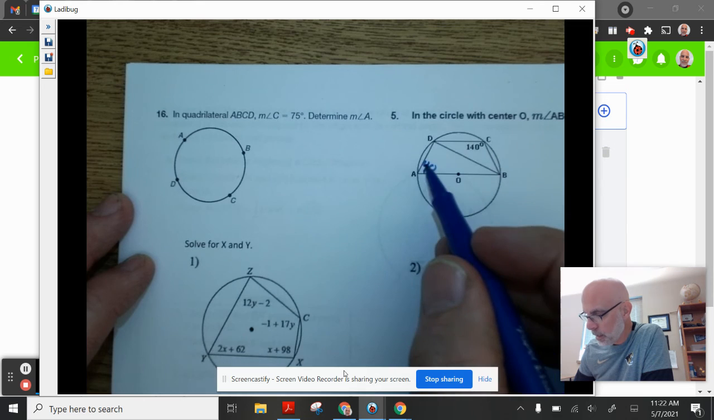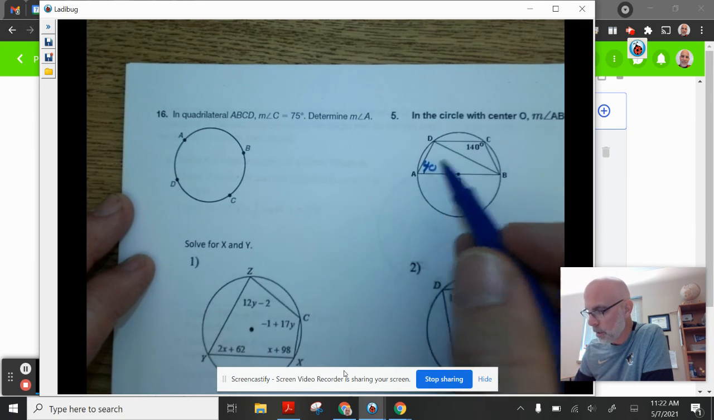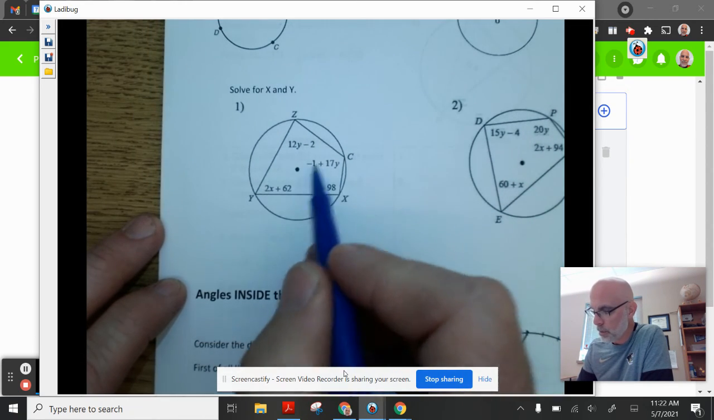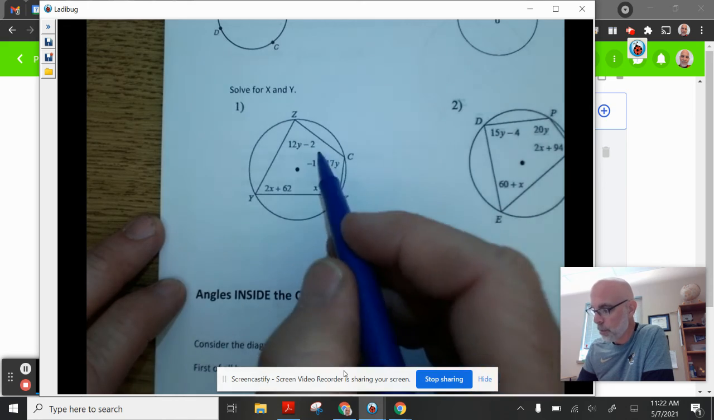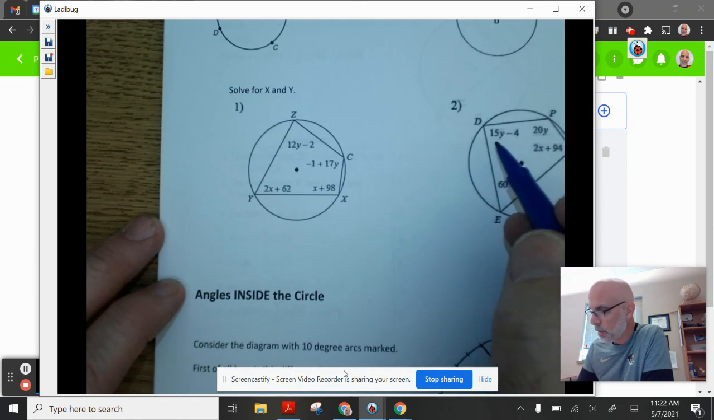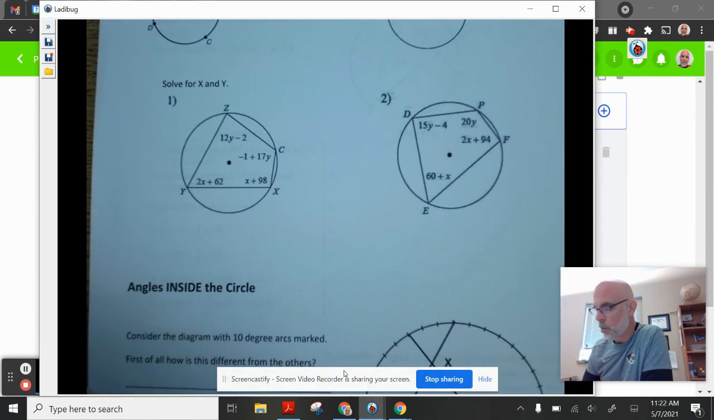But again, the inscribed quadrilateral rule still works. Opposite angles are supplementary. You could also set up equations. Those two sum to equal 180, those two sum to equal 180. You're going to have to do a little bit of algebra there. That's it. That's the inscribed quadrilateral rule.